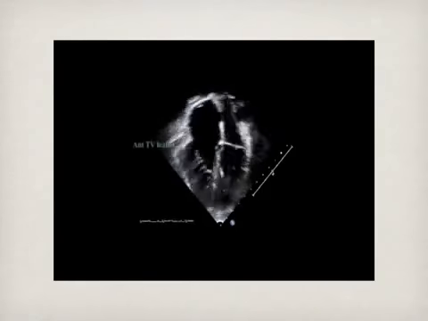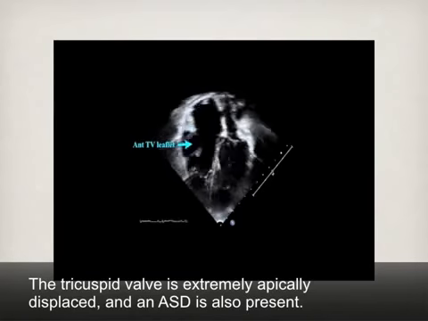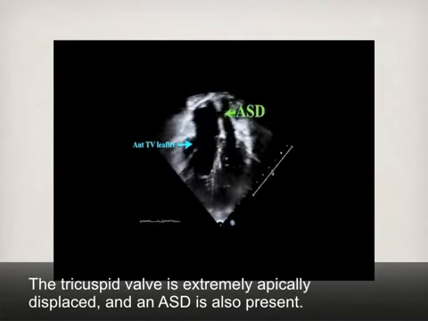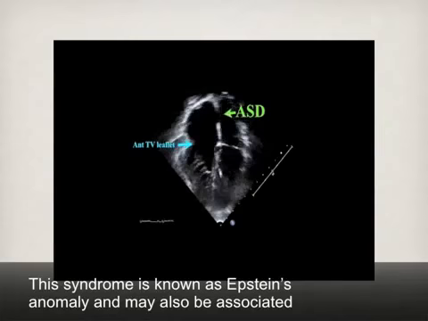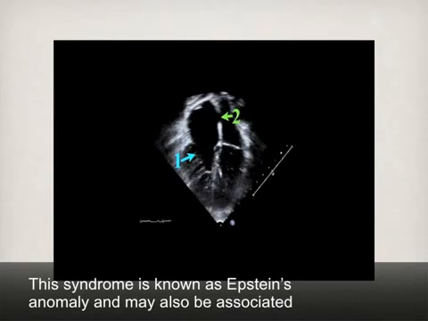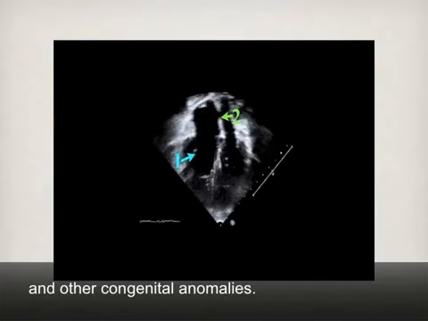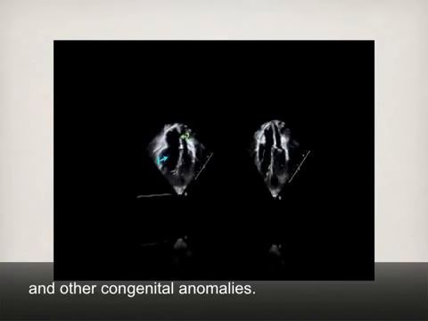This set of loops serves to demonstrate a classic congenital abnormality. The tricuspid valve is extremely apically displaced, and an ASD is also present. This syndrome is known as Ebstein's anomaly and may also be associated with Wolff-Parkinson-White conduction disorders and other congenital anomalies.